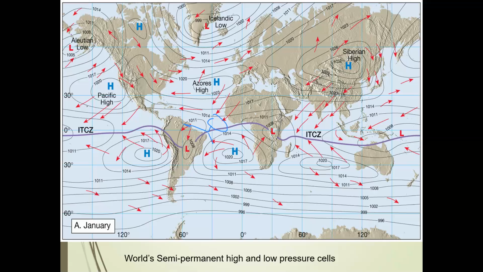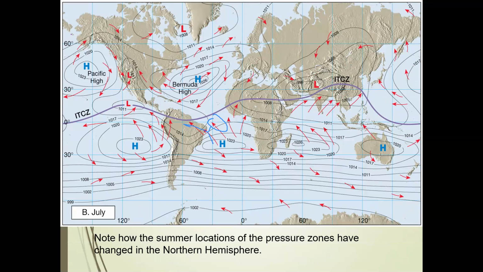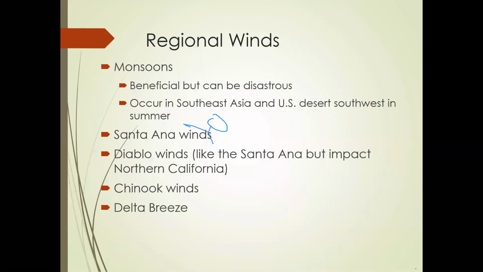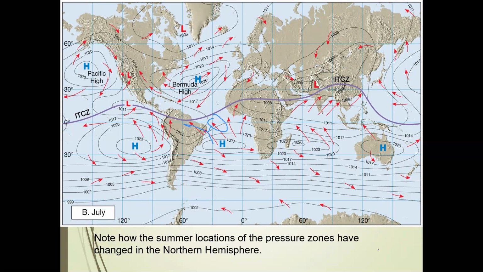January. Now the other thing that sometimes people have questions about is, okay, if we have the western part of North America dominated by a high pressure system and the eastern part of North America dominated by a high pressure system called the Bermuda High, how come the climate is so different? Well, you have to look at the circulation. We are on the sinking side of that high pressure system.